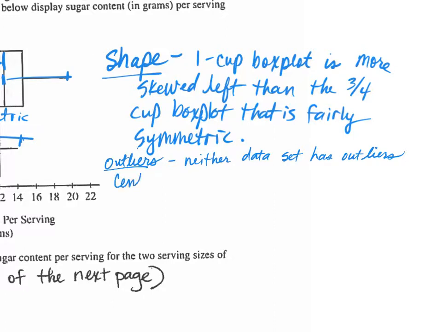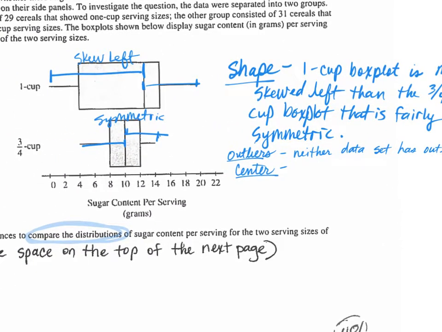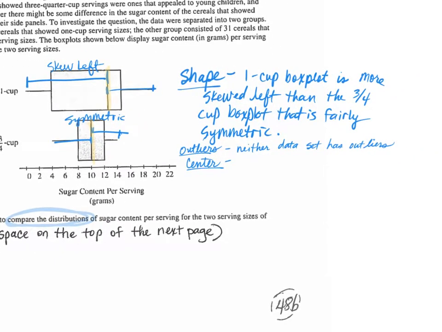Center. Okay, so what centers are we going to reference on this? Median. Okay, so this is where we're going to talk about the median of one, the median of the other, and we want to be specific. Okay, so what do you want to say? What's the median of the top one? Looks like about 13. What's the median of the bottom one? 10. Okay. So how do you want to do it, and how do you want to use comparative language?